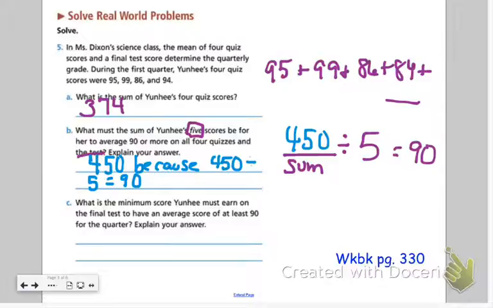So now we have to think to ourselves, what is the minimum score that Yunni must earn on the final test to have an average score of at least 90 for the quarter? Explain. So remember, she's got these 4 quiz scores so far. She's got 95, she's got 99, she's got 86, and she's got, oops, I just realized that was supposed to be 94. My mistake. So 95, 99, 86, 94. When you add them up right now, we have 374. So she's got 374. What I need to do is figure out how much more she needs to get 450.